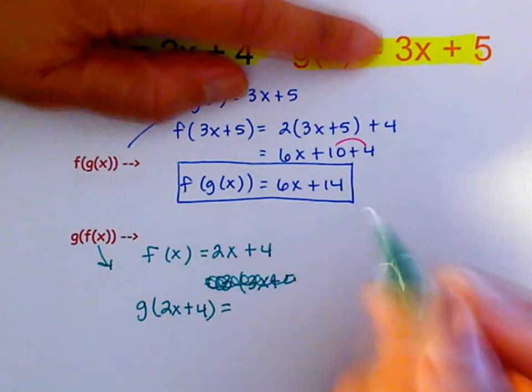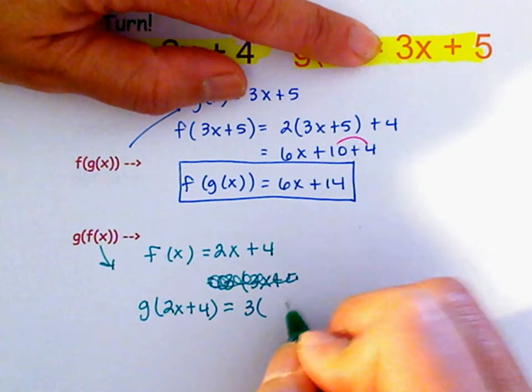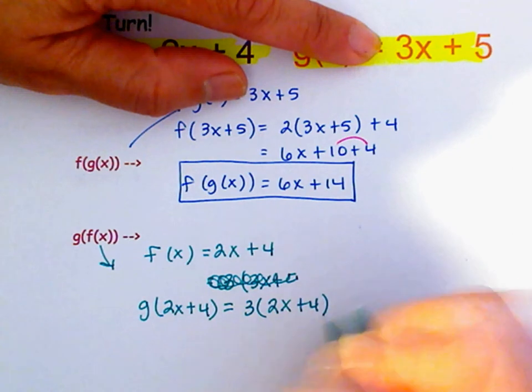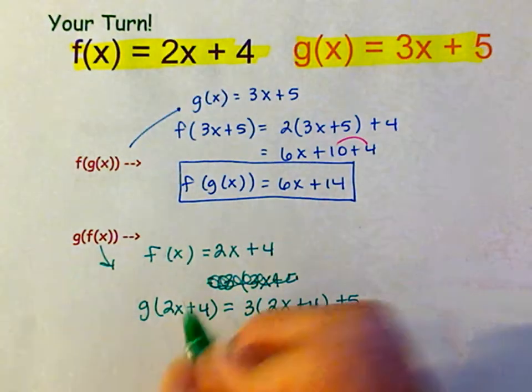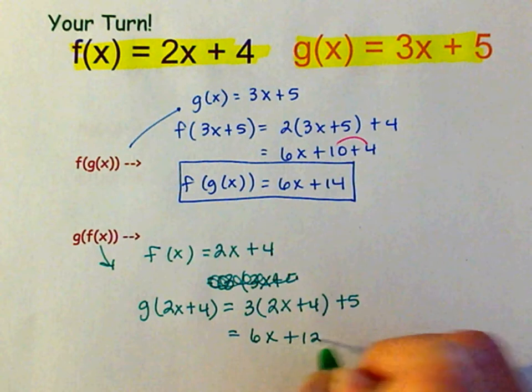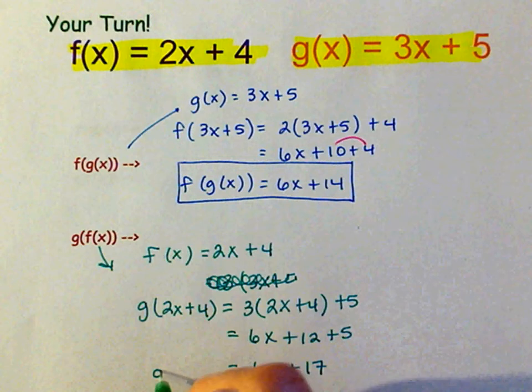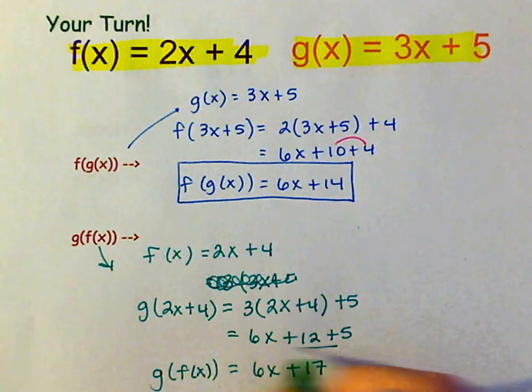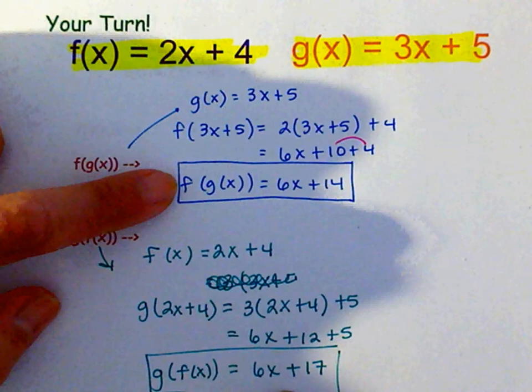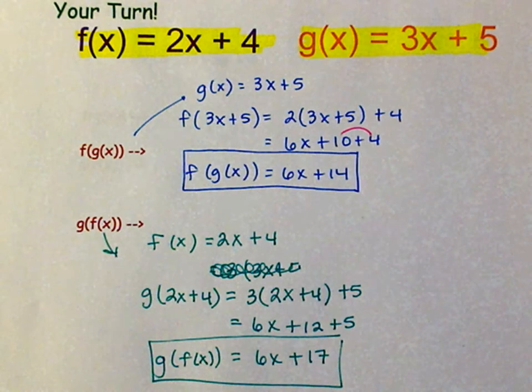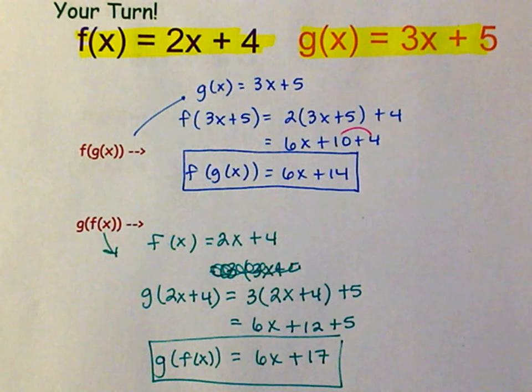I'm so sorry. Let's rewrite it correctly. G of 2x plus 4, okay? So g, the new x is that one, so here we go. 3, instead of x, I now substitute 2x plus 4, plus 5. Do your math, distribute: 6x plus 12 plus 5, combine your like terms, 6x plus 17. And there's your g of f of x. Notice how the answers are different because it determines which one you start off with first.